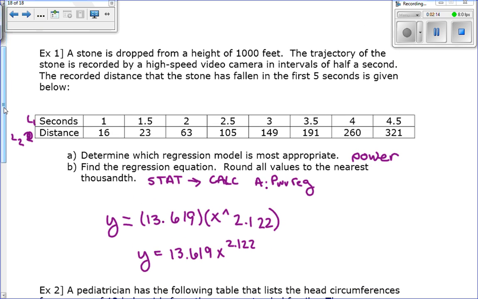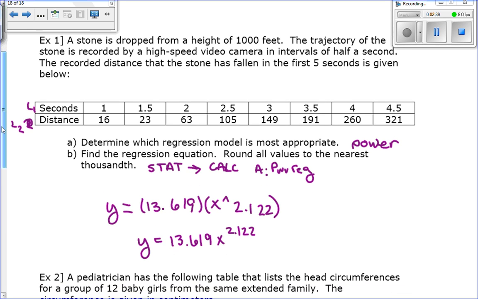A stone is dropped from a height of 1,000 feet. The trajectory of the stone is recorded by a high-speed video camera in intervals of a half second. The recorded distance that the stone has fallen in the first 5 seconds is given below. So this top list is L1, which is x, and our L2 is our distance. So we would put this into L1, this into L2, and we would need to decide which regression is most appropriate.